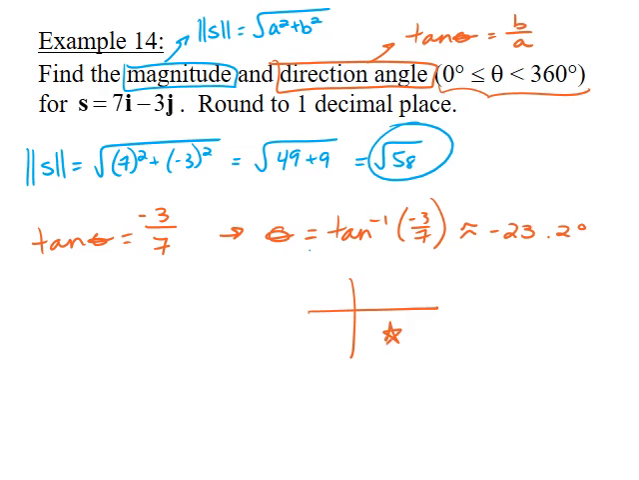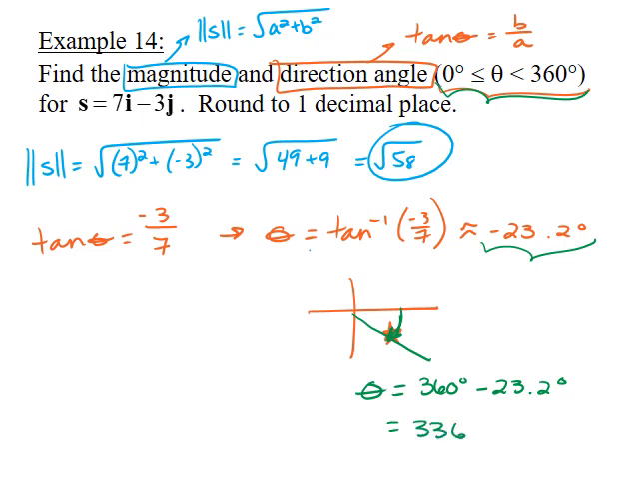Since it's negative, remember we're going to go in the opposite direction. But we need it to be in between 0 and 360. So this negative angle is kind of like our reference angle. To find our actual angle theta, we are going to take 360, which is a full revolution, minus this angle here. So we will find that theta is 336.8 degrees.